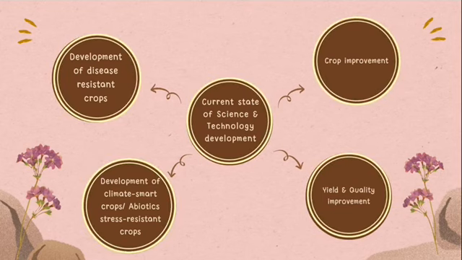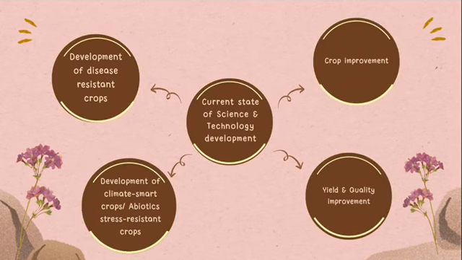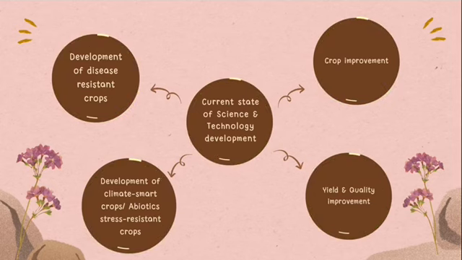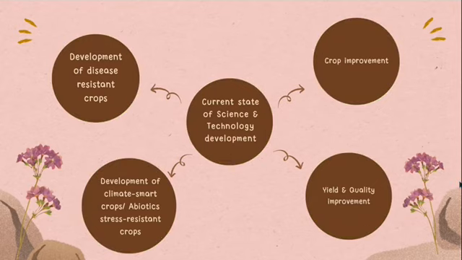CRISPR could also alter genes to facilitate resistance against many abiotic stresses such as drought, high temperatures, heavy metals, as well as nutrient deficiencies. That is all for my part. Next, Aisha will be explaining the examples in sustainable development.